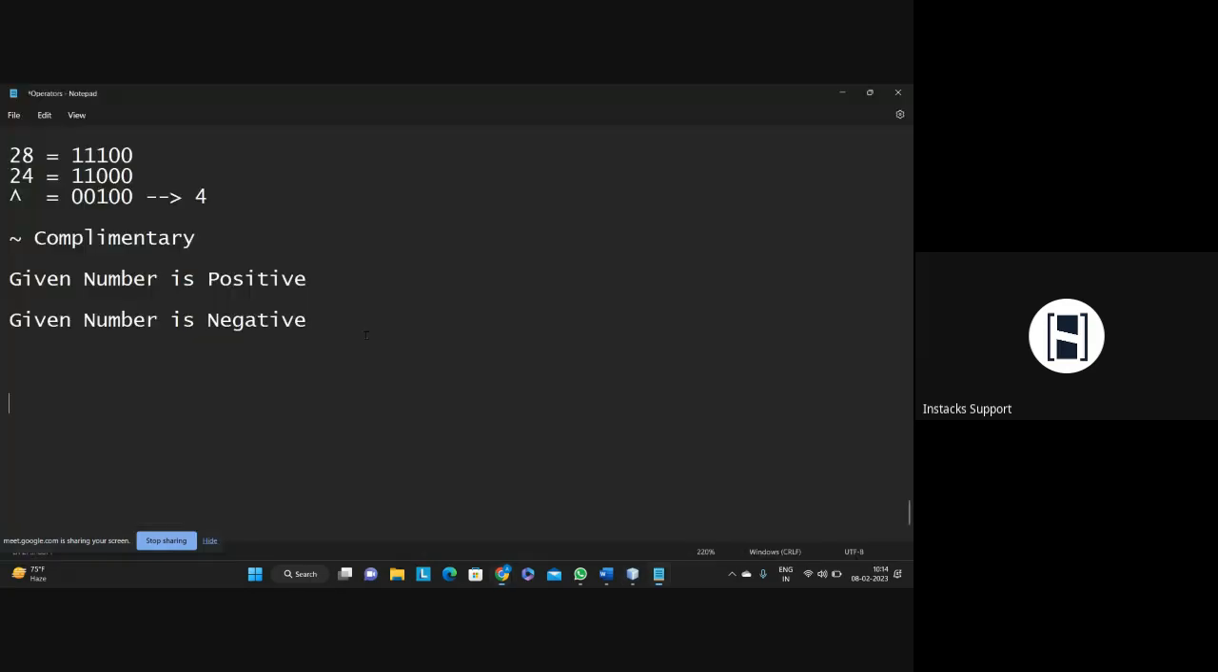So if the given number is positive, how is the result going to come? Please remember, the result will be a negative value. If the given number is positive, the result will always be a negative value. And how to calculate the result? Whatever is the given number plus 1, that is the result. So simple. Whenever a positive number is given, the result is going to be negative, and it is the given number plus 1.